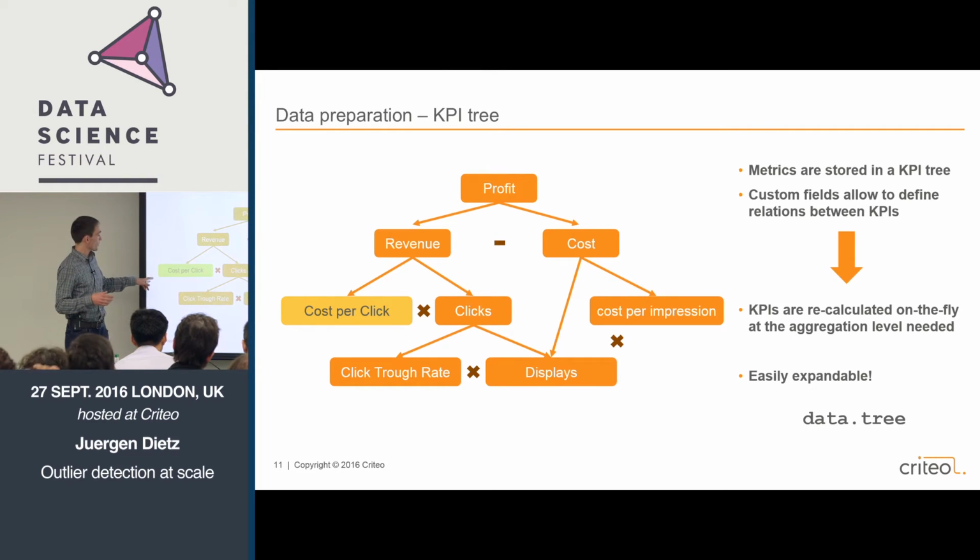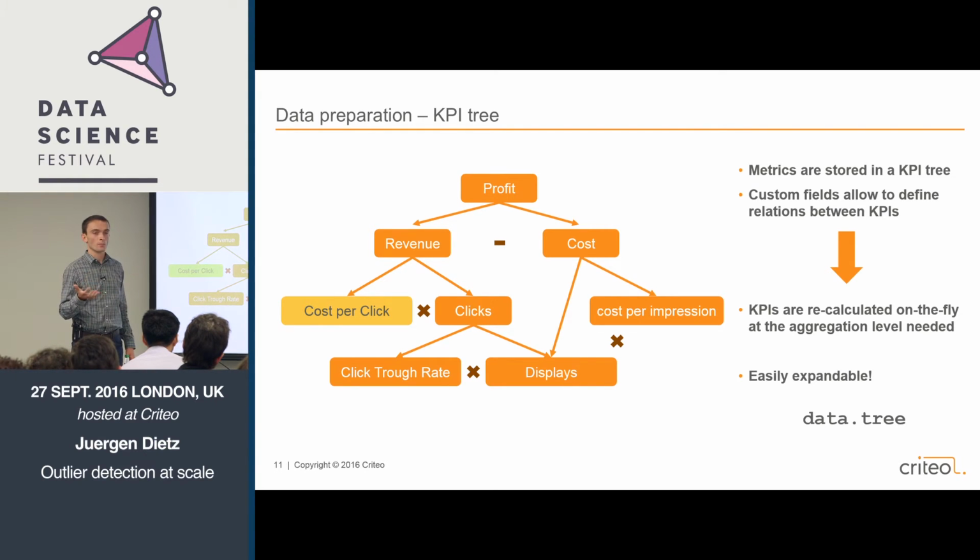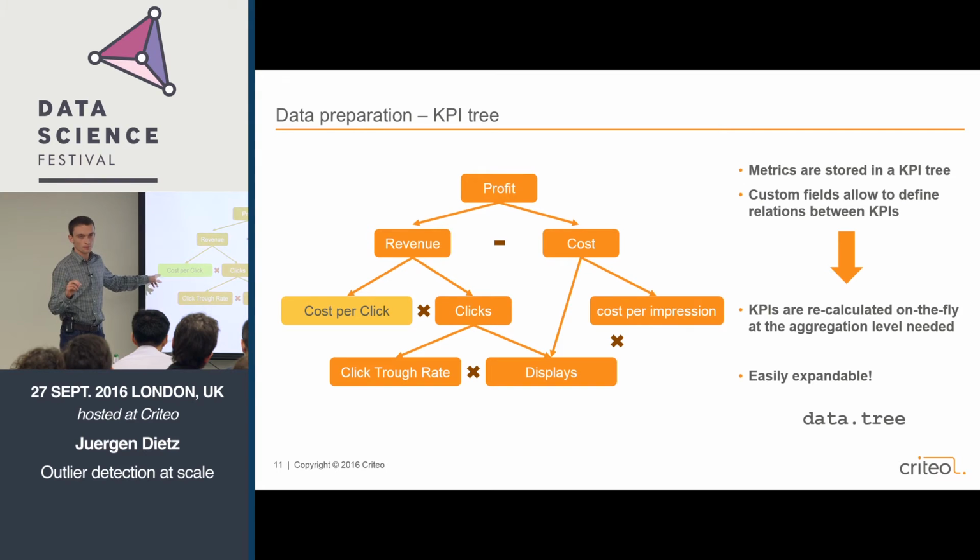Maybe just one comment here. This field is yellow because the cost per click is something that is changed by hand, so either by the client, by the advertiser, or by Criteo. And so this is a very special time series in that sense.